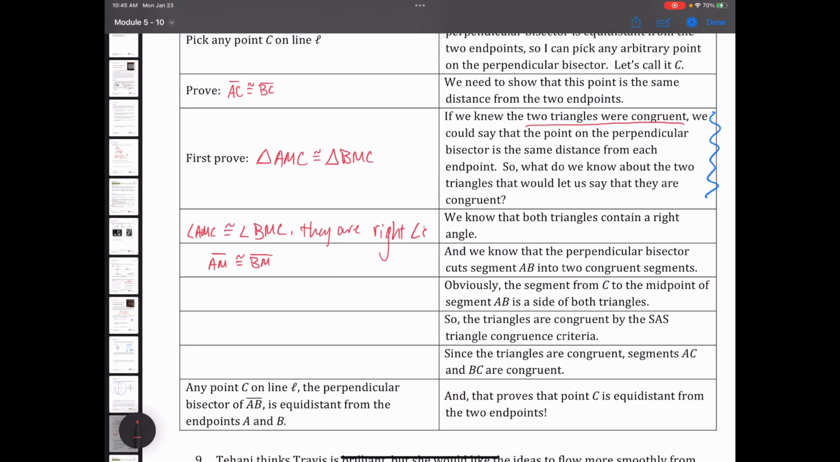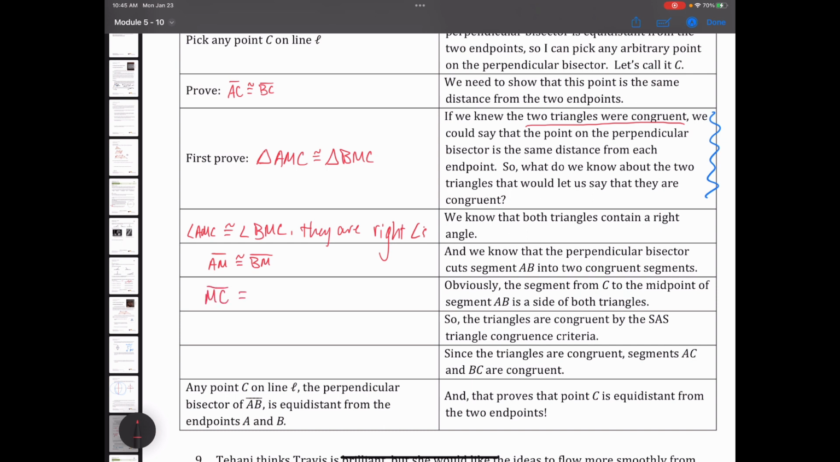Jacob. Obviously, the segment from C to the midpoint of segment AB is a side of both triangles. So, what do we need to write there symbolically? It's the side of one of the triangles. What is true about something with itself? It is congruent to itself. So we're going to say C is congruent.